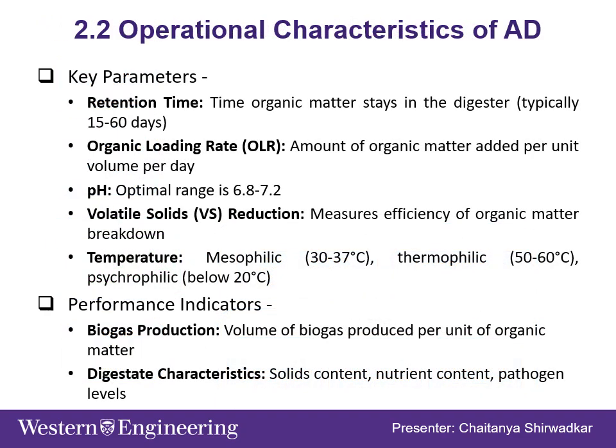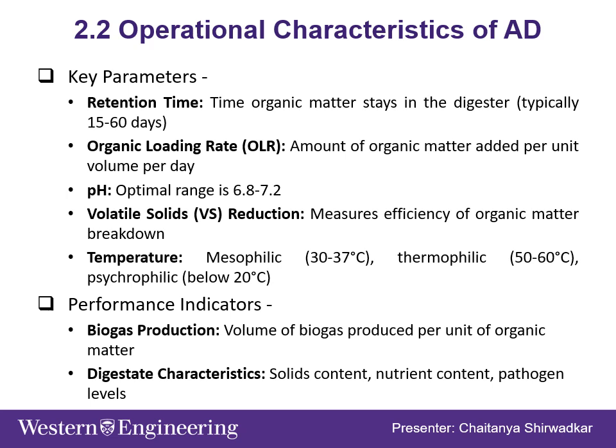To optimize anaerobic digestion, several key parameters must be considered, starting with retention time, or the length of time organic matter stays in the digester, which typically ranges from 15 to 60 days. The organic loading rate, which is the amount of organic material added per day, is crucial for efficient operation. Maintaining an optimal pH, which ranges between 6.8 and 7.2, is also crucial, as it is essential for microbial activity.